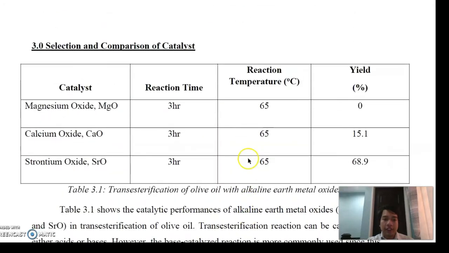So, for the selection and comparison of catalysts, we have shown three different alkaline earth metal oxides, which are magnesium oxide, calcium oxide, and sodium oxide. As you can see, sodium oxide has a higher yield compared to the other two metals. This is because these other two metals require either more reaction time or a higher reaction temperature.